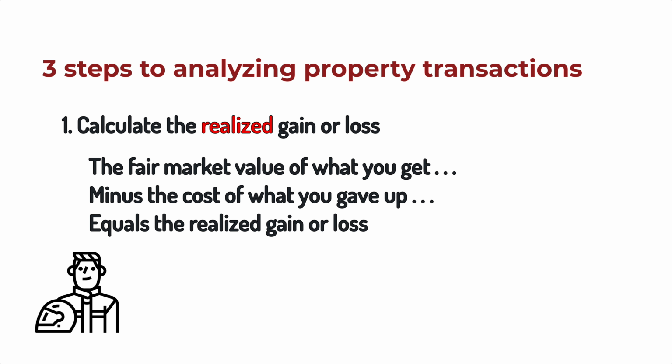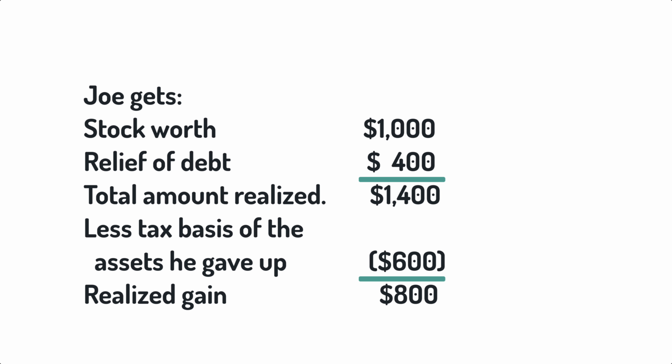Summarizing that in step 1, we have to calculate Joe's realized gain. Joe gets $1,000 of stock. He also gets relief of debt of $400, for a total amount realized of $1,400. Minus the basis of all the assets he transferred to the corporation, that gives him a realized gain of $800.